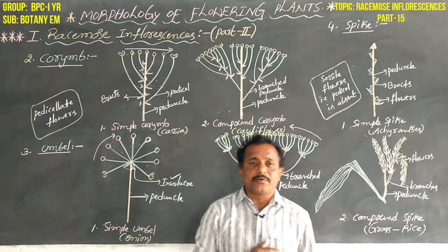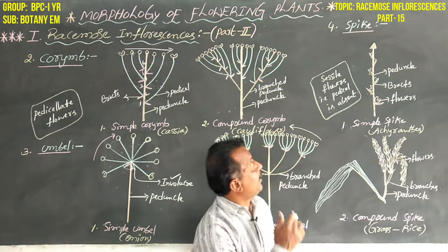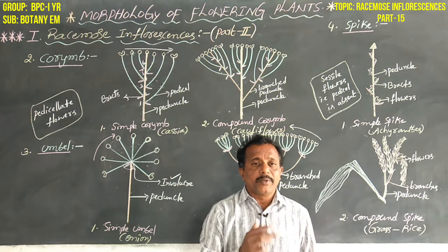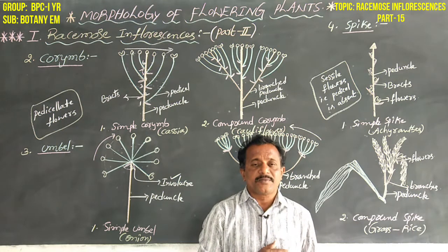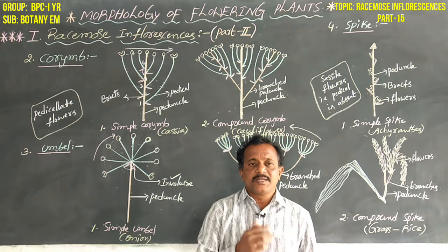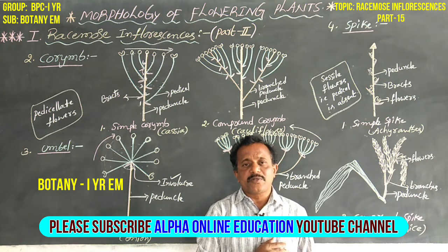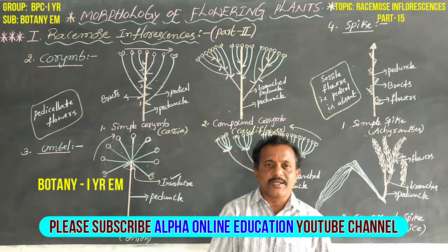These are the remaining three types of racemose inflorescence: corymb, umbel and spike. So dear students, we have completed the first type of racemose inflorescence, that is raceme. The second type is corymb. The third type is umbel. The fourth type is spike. Okay, now thank you.